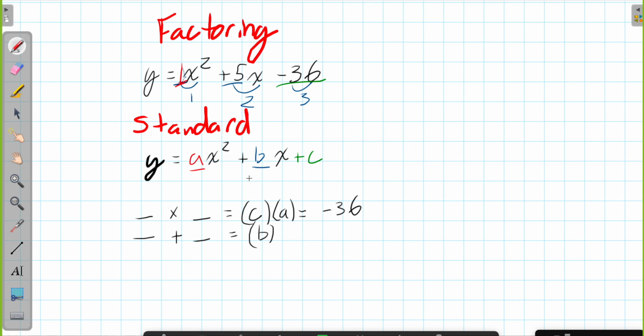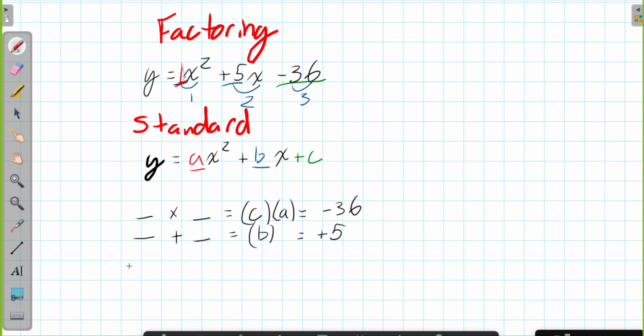Well, because a is 1, a times c will always just be the number c. So a lot of times they say it's just the letter c. But to have a better understanding of the true nature of this, always realize you're looking for 2 numbers that multiply to whatever a times c is. In this case, a is 1, so it's just the value of c. So we're looking for factors of negative 36 that are going to add up to positive 5 also.